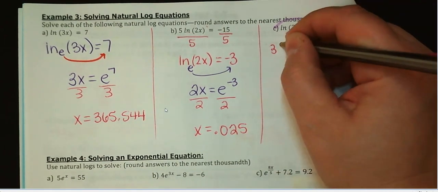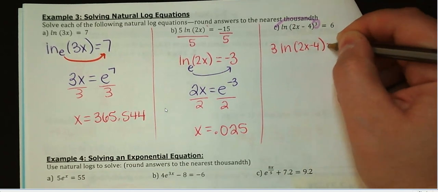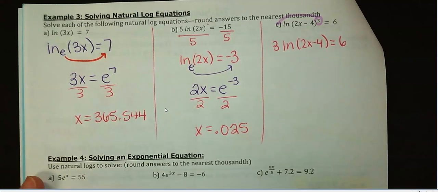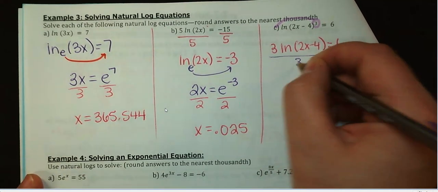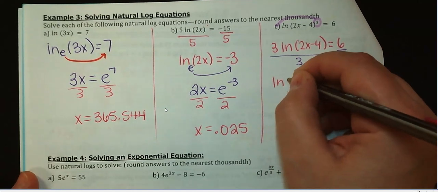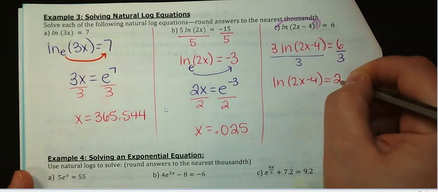If you have an exponent on a natural log or a log, you can put that down in front of the log or natural log by multiplying it out in front. And then instead of having to take a cube root at the end, I'm just going to do this real quick. I'm just going to divide by 3. And then I don't have to worry about that. So this would be natural log 2x minus 4 is equal to 2.